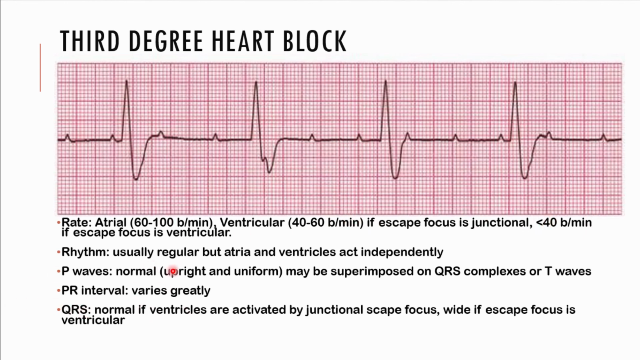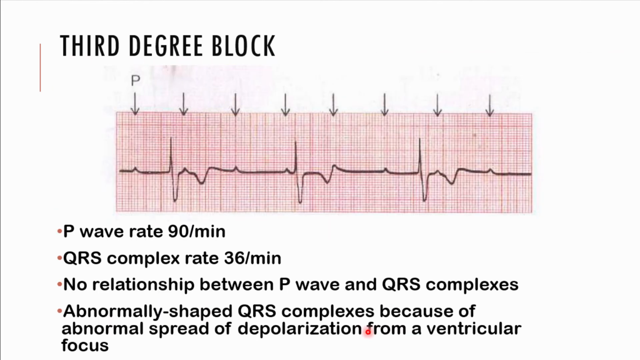Then of course, the P waves are normal, and they may be superimposed sometimes on the QRS complexes, sometimes they may be superimposed on the T waves. So take note of that. Then the QRS complex usually is normal if the escape rhythm is coming from the junction. So everything that's coming from the ventricles will widen the QRS complex. That's the rule of thumb.